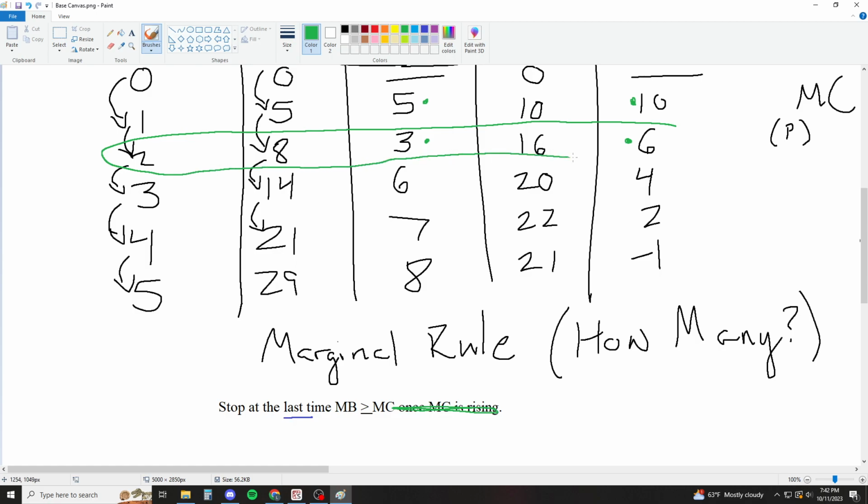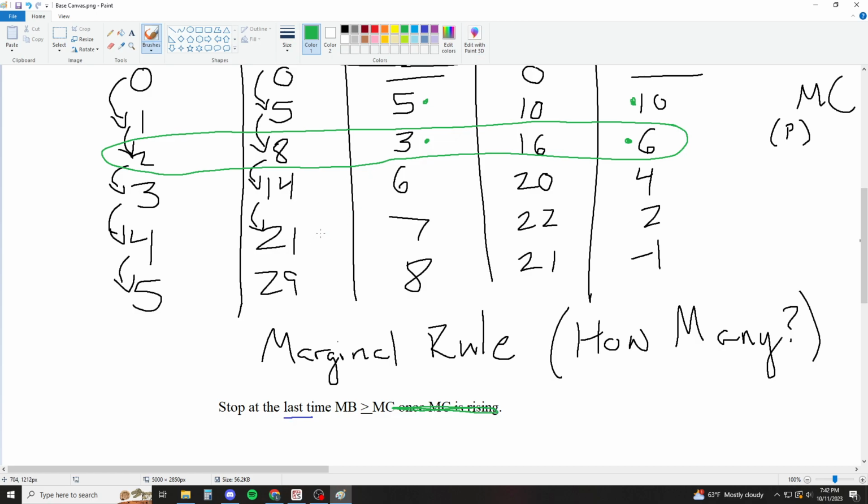What does that tell me? I should sleep for 2 hours, study for 2 hours, eat 2 Oreos, go on 2 vacations this year, whatever the how-many question is. It's always going to be, how many tacos should you eat? And they'll have a chart. You'll go through this algorithm, this procedure, and you're going to be like, oh, this is what it is. I stopped the last time MB is greater than or equal to MC. Done, right? And that's it.